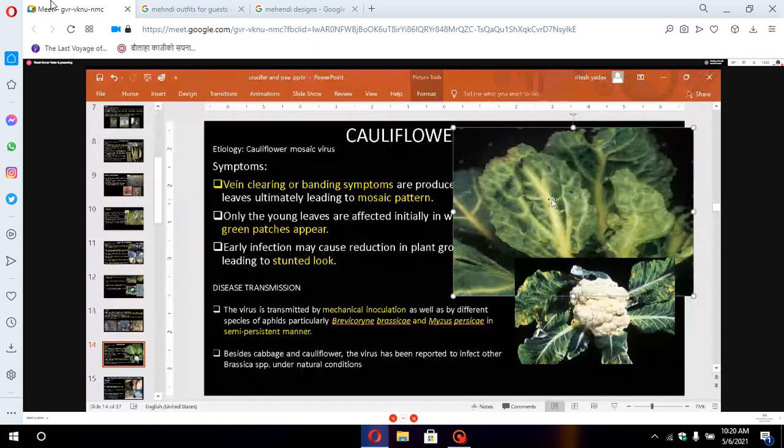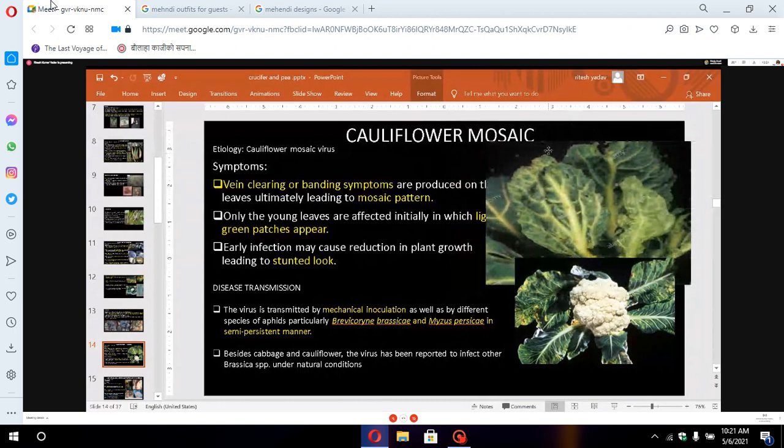So vein banding and vein clearing भने तपाईलाई थाहा छ, veins are cleared. Banding भनेको चाहिँ the area near the veins, they are more dark in color, and they may also show some kind of intervenal areas raised. They may show rugosity. Plants are stunted, and they may show some kind of mottling or some crinkling, puckering. So these are some common symptoms of cauliflower mosaic virus. So about this virus, when you have to control the vector, and this is also mechanically transmitted.